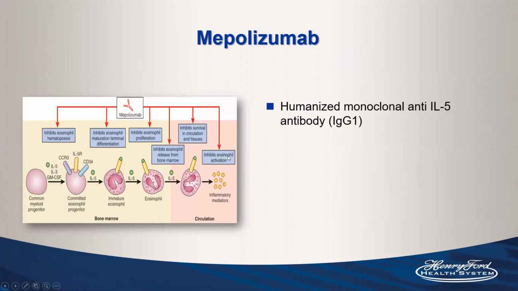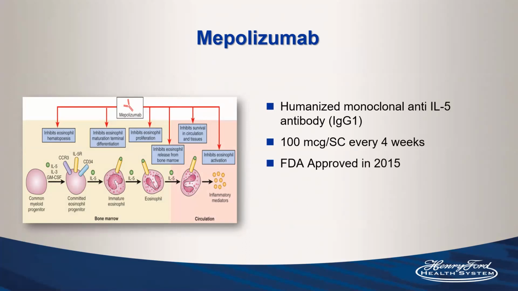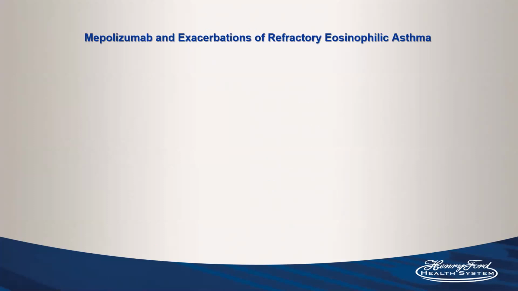So Mepolizumab, what is it? It's a humanized monoclonal anti-IL-5. The way you dose it is 100 micrograms sub-Q every 4 weeks. It's FDA approved in 2015. To qualify for it, your patient has to have peripheral eosinophils over 150. And there were many studies.